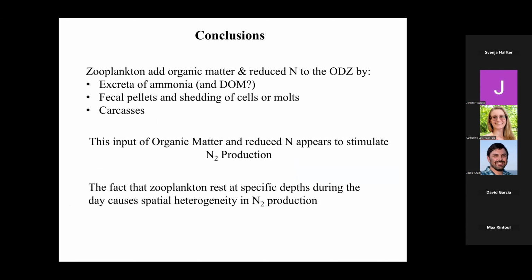The fact that zooplankton rest at specific depths during the day causes spatial heterogeneity in N2 production in the oxygen deficient zone. And this can have implications to think about when thinking about oxygen deficient zones expanding, about where that's important and where that's not important. And that's it.